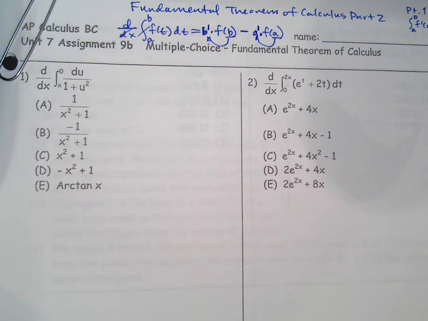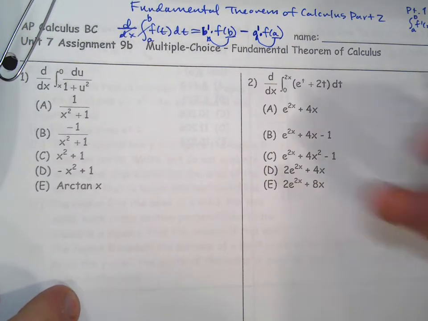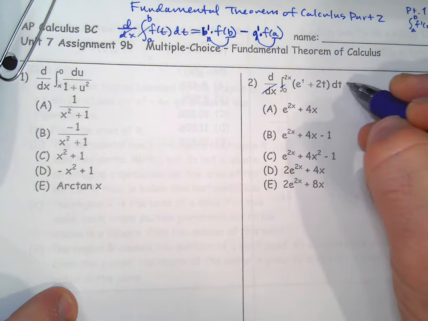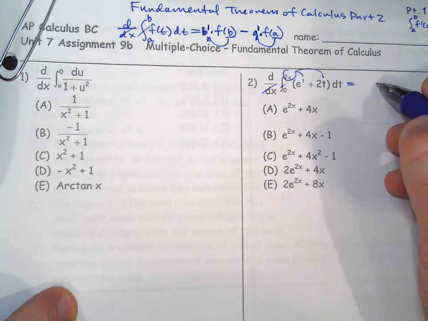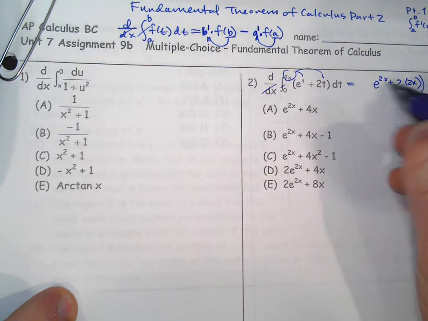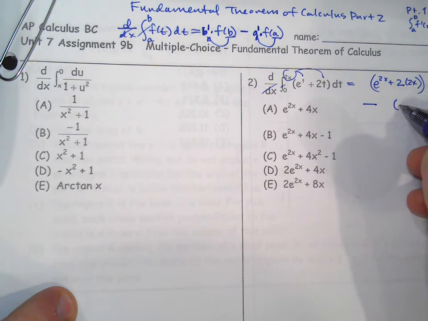So as an example, like on this one here, you say, okay, these cancel each other out. Then these are going to go inside everywhere you see a t. So it's going to be e to the 2x plus 2 times 2x. I always put them in parentheses. Minus, you're going to plug 0 in, e to the 0 plus 2 times 0, which is not 0 on its own. This is actually 1.